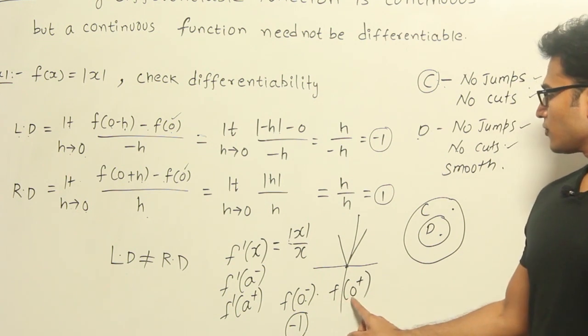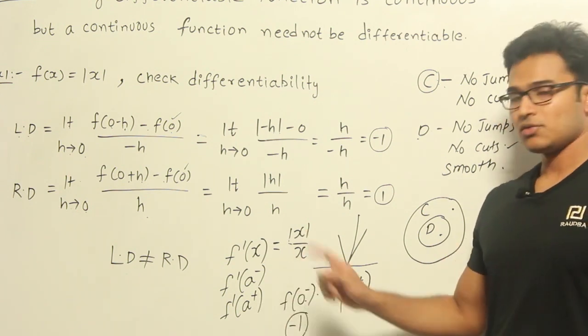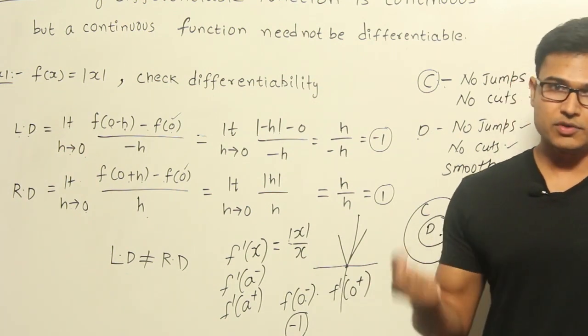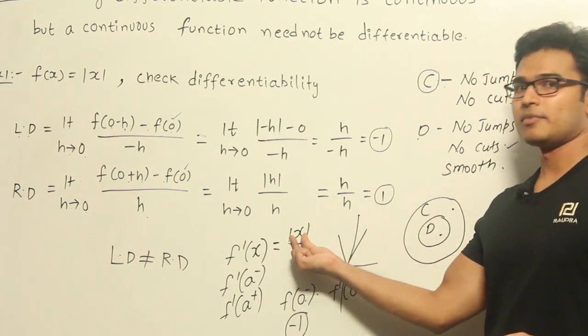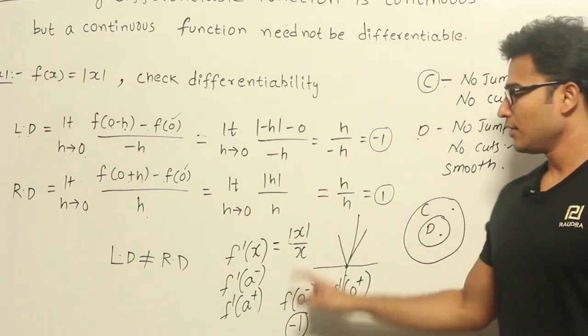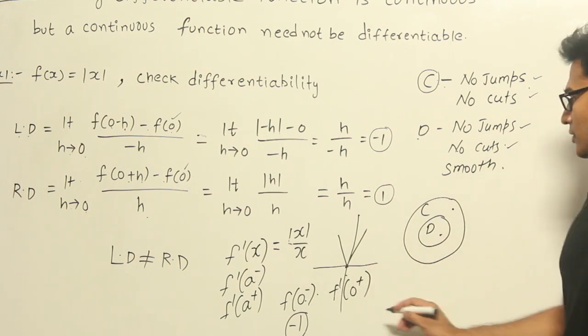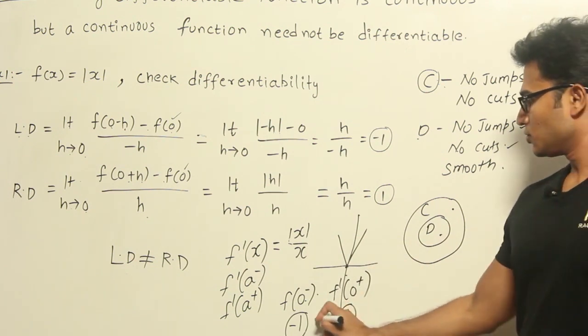Now what about f dash of 0 plus? F dash of 0 plus means here you are going to substitute in place of x a positive number. So whenever you substitute a positive number, you can directly remove the mod without using any sign, right? Therefore it is going to be x by x, which means it is going to be 1, right? So these two are not equal.